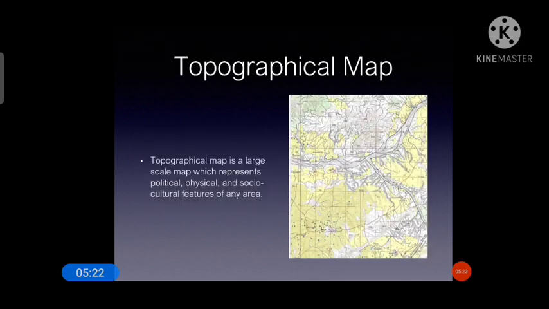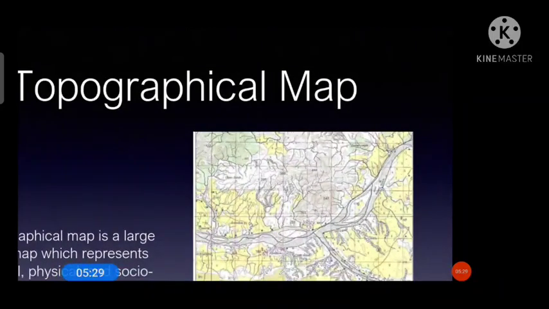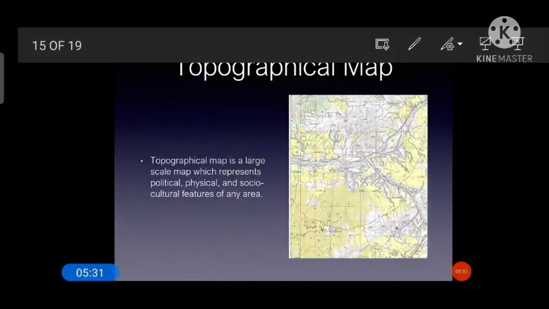Okay, now moving on to the next one: a topographical map is an example of a large scale map. Now you can see the image of a topographical map here. This is how a topographical map looks like, and this is a large scale map. It also represents political features. Political features means boundaries of, say, areas, maybe boundaries of that district, boundaries of that particular village. Okay, and it shows the physical features like rivers.